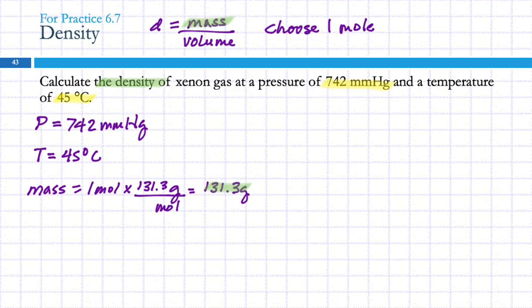Okay. The other thing I need is the volume. I've got a pressure and a temperature, and I picked 1 mole, so that's my N. N equals 1 mole. I could use the ideal gas law to calculate the volume, right?